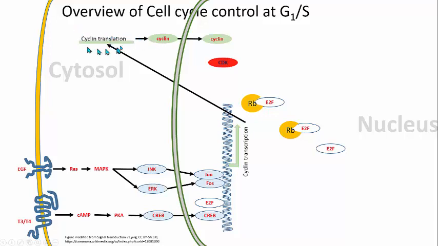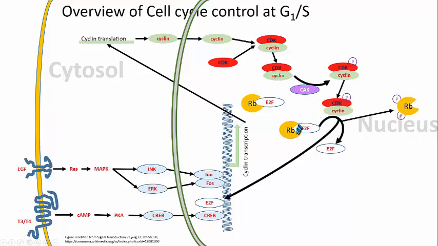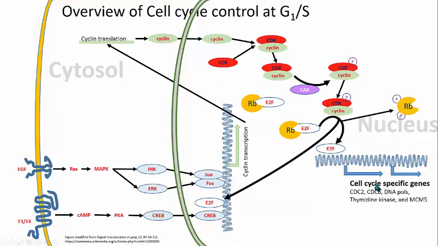Those cyclins are translated in the cytosol, folded, and brought back into the nucleus where they associate with their CDK binding partner. They are then activated using the CDK activating kinase. That activated kinase can now act on RB-E2F complexes, releasing more E2F by phosphorylating RB, allowing the E2F to now go and act on more genes. As it acts on more genes, it will turn on all of the genes required for S phase.